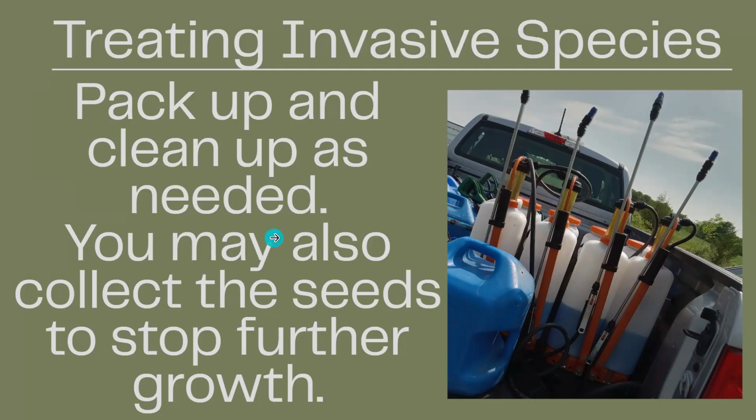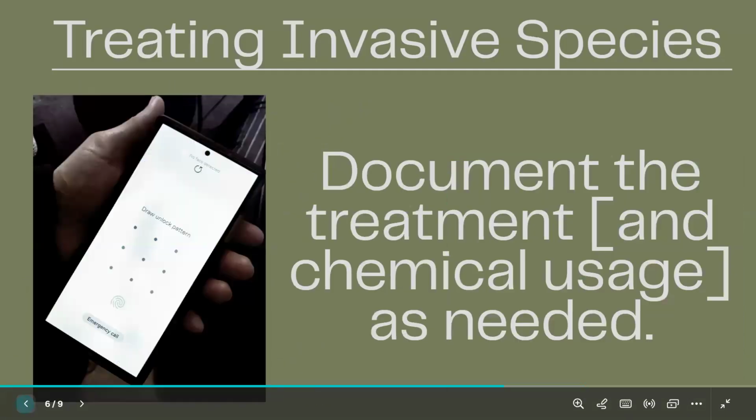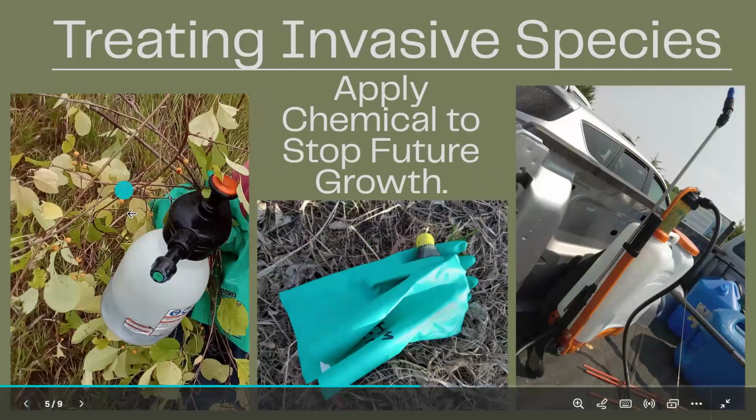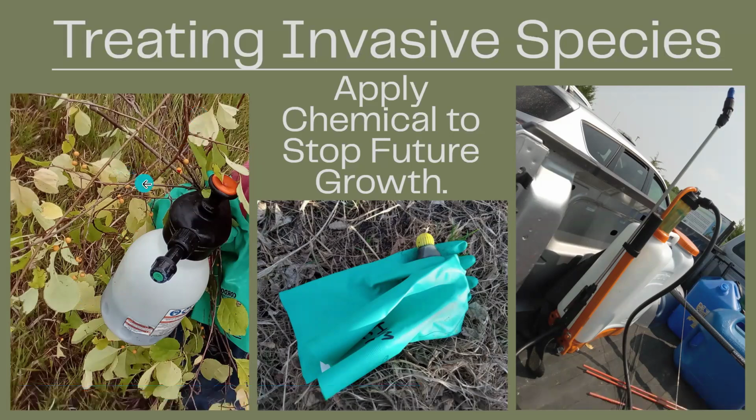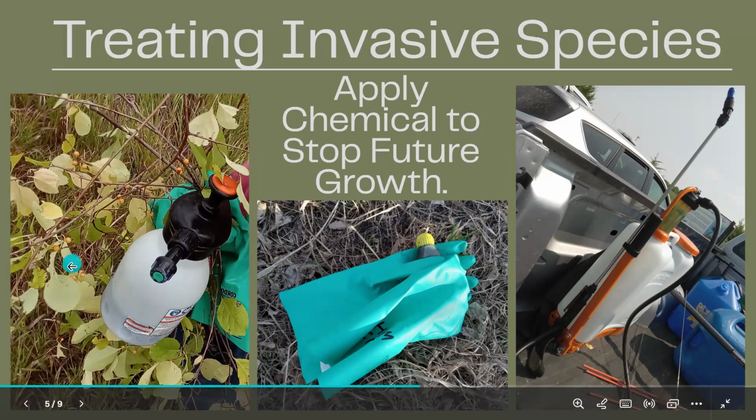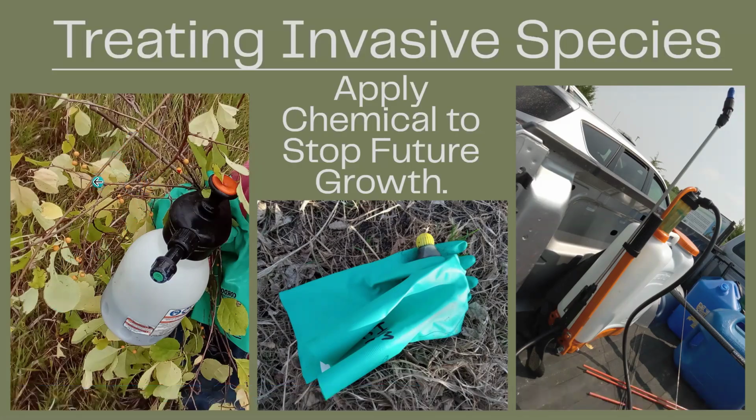But you would clean up as needed, and you may also collect the seeds to stop further growth. A lot of the plants will have a lot of seeds like this bittersweet. You can see just a whole bunch of them, and so you can treat them. You can chemically treat them, but all of these seeds are going to end up on that ground, and that means next season you're going to have a lot more bittersweet. And that's just how it goes. So you want to collect those seeds specifically to control that invasive species. It's the management side of it. You want to make sure that it does not come back.